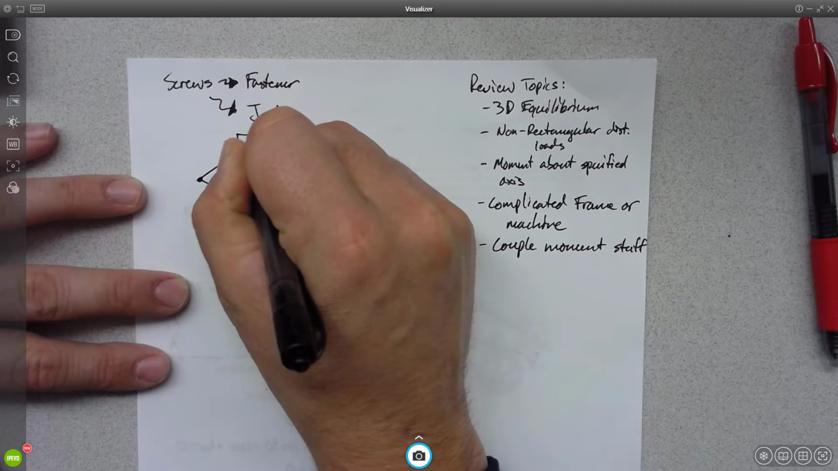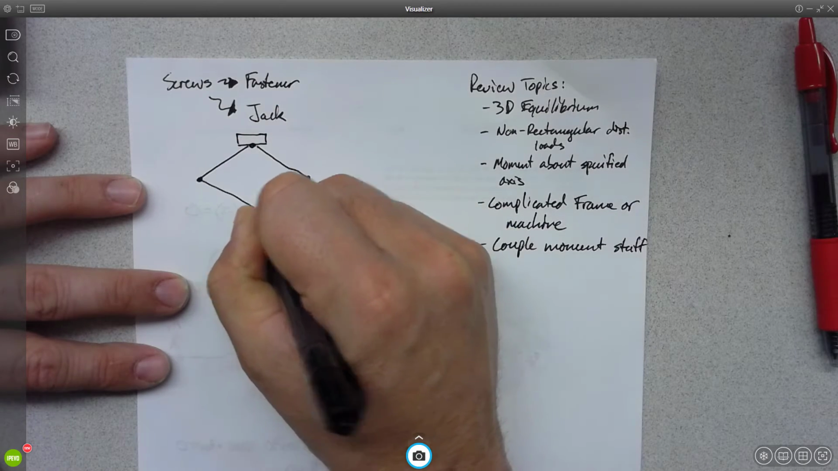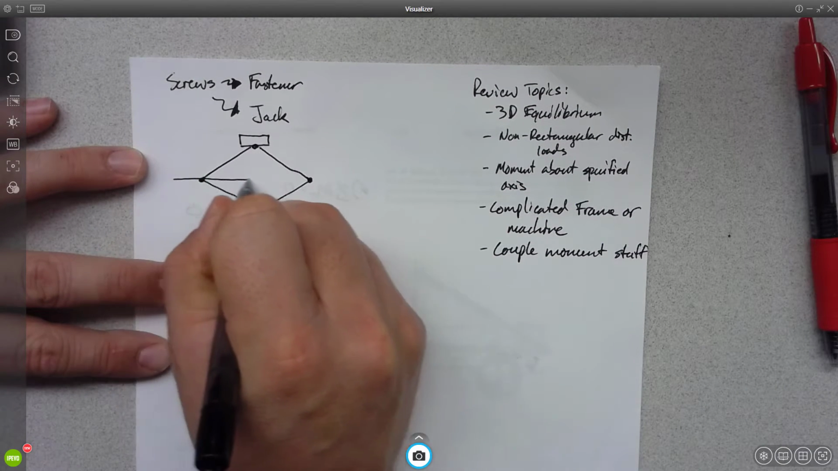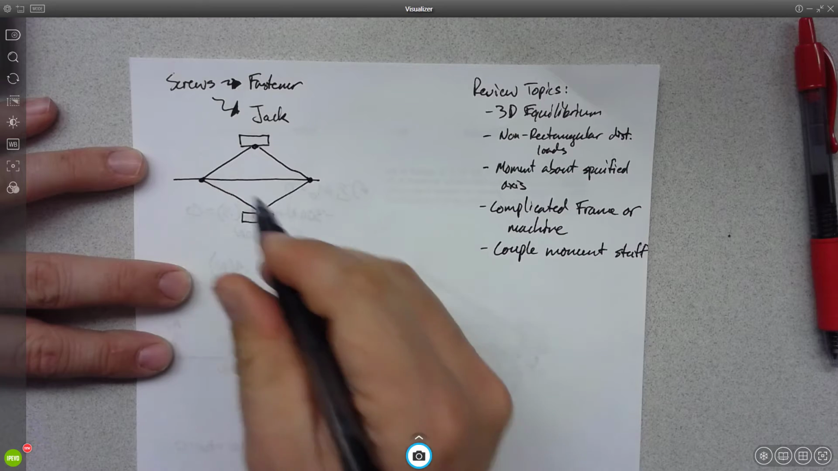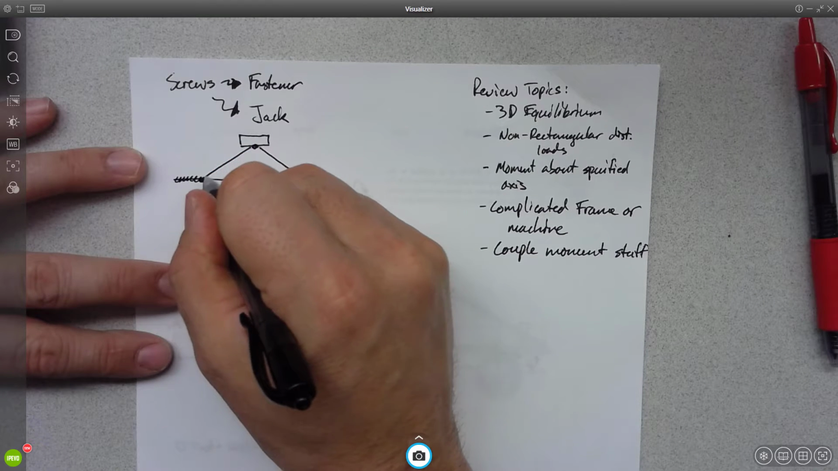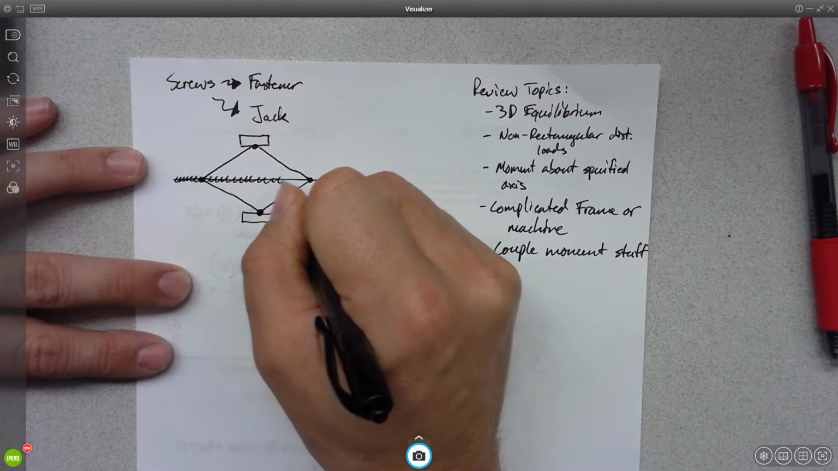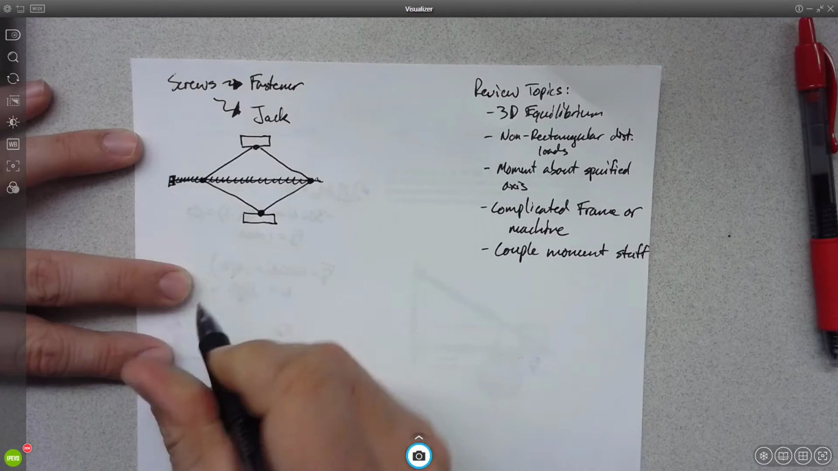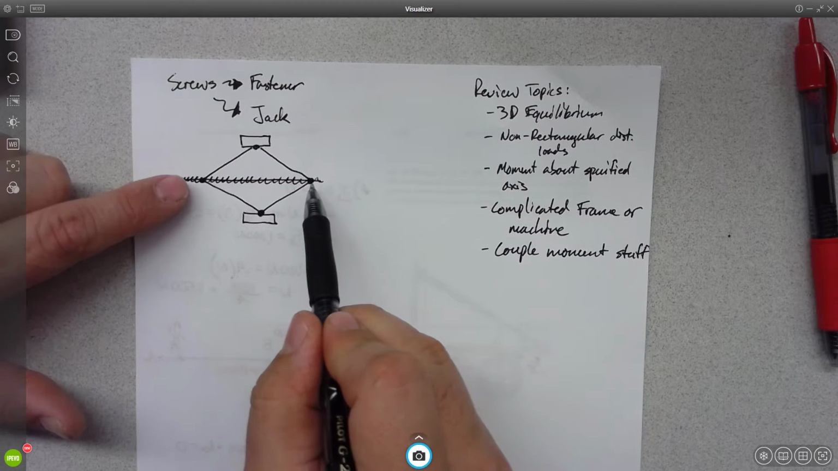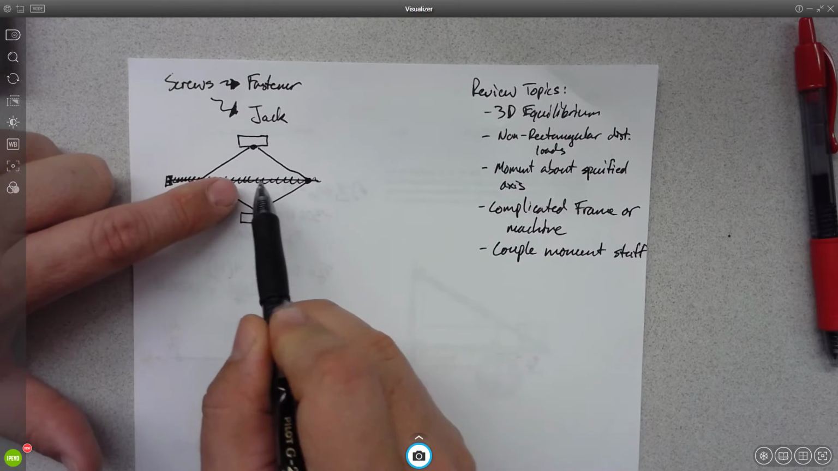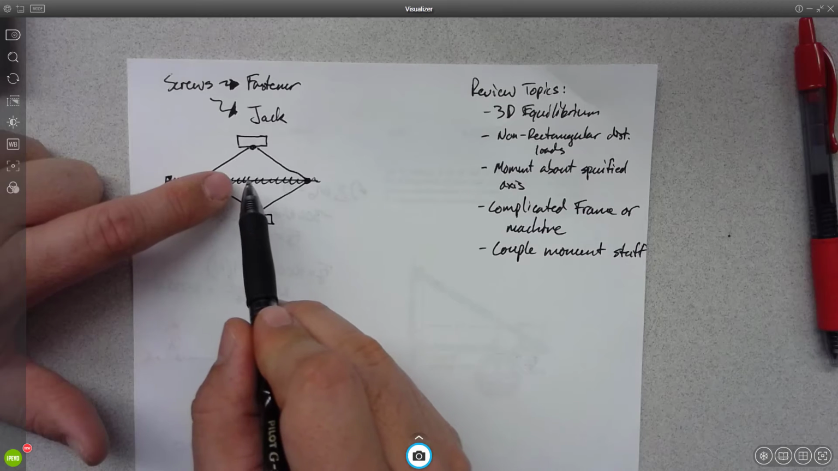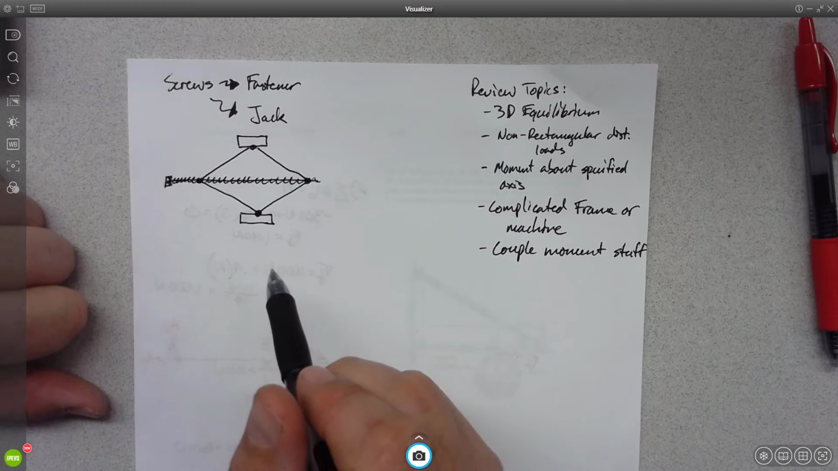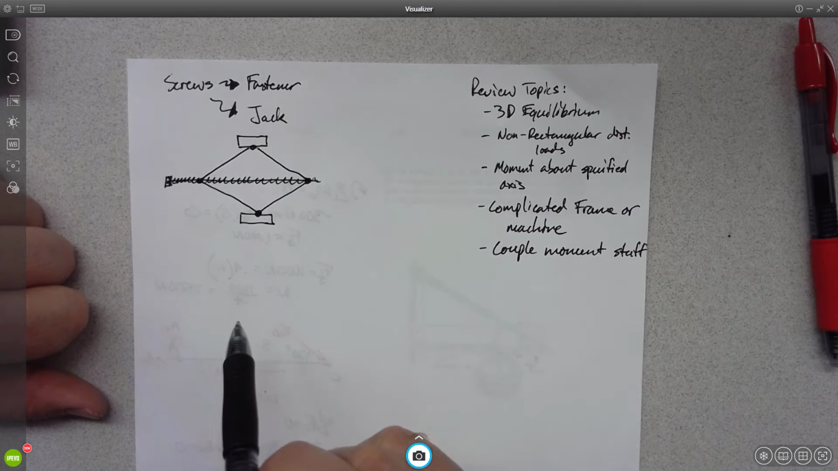Okay, and these are all 2-force members, and then you've got a screw that goes across here. Okay, and this screw has threads. And then you got a crank that you put on here. Okay, and you turn this guy. And as the screw pulls these together, what happens? The jack goes up. And as the screw pulls them apart, it goes back down. Okay, and this is all predicated on using a screw.